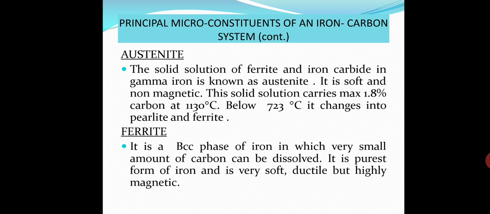So, what is ferrite? Ferrite is a BCC phase of iron in which very small amount of carbon can be dissolved. It is the purest form of iron and is very soft, ductile but highly magnetic. If you are not able to remember the properties, at least remember the name of the microconstituents and the temperatures.